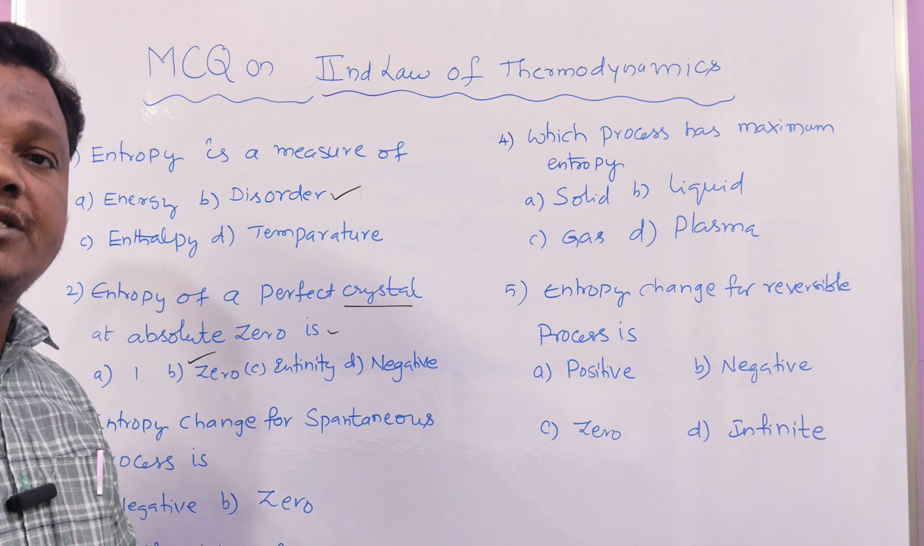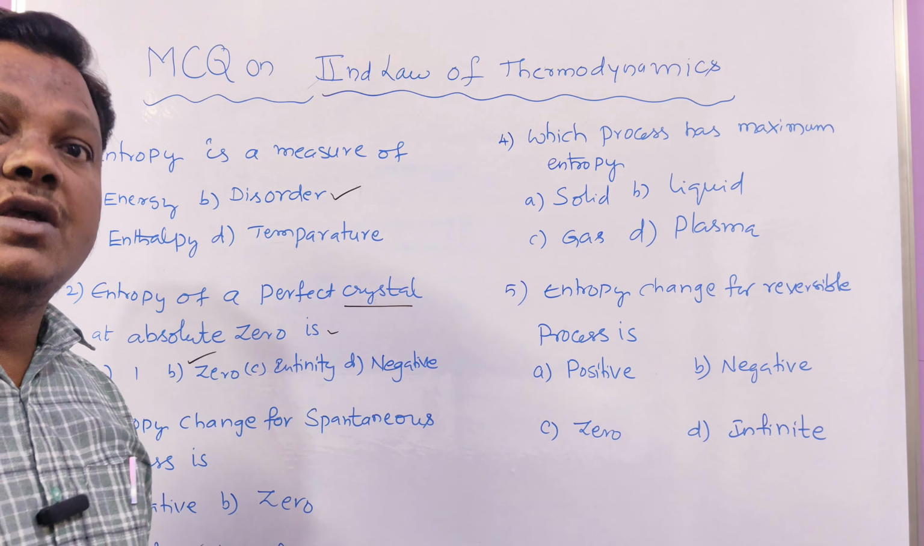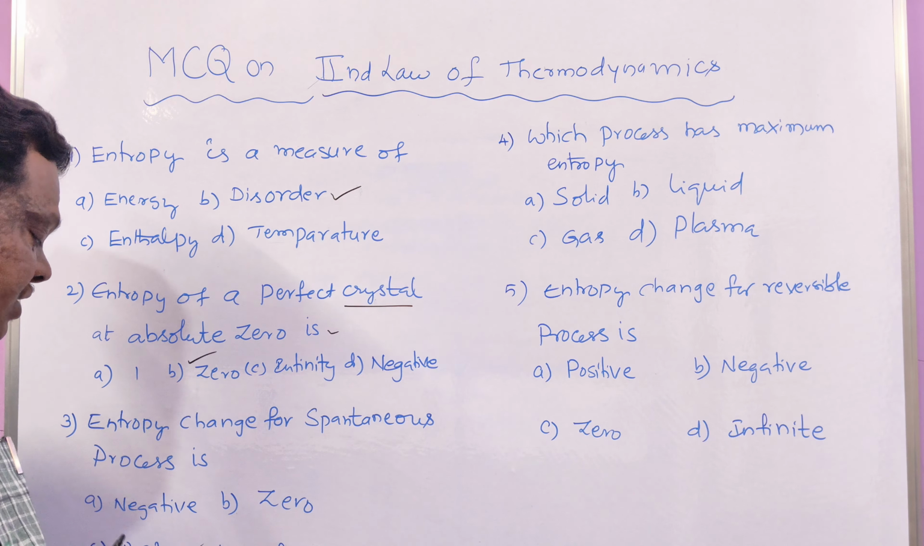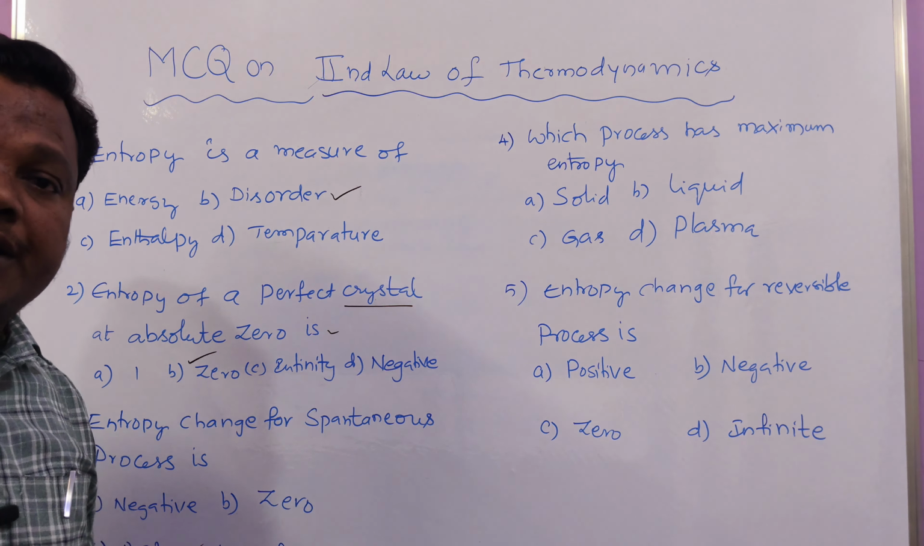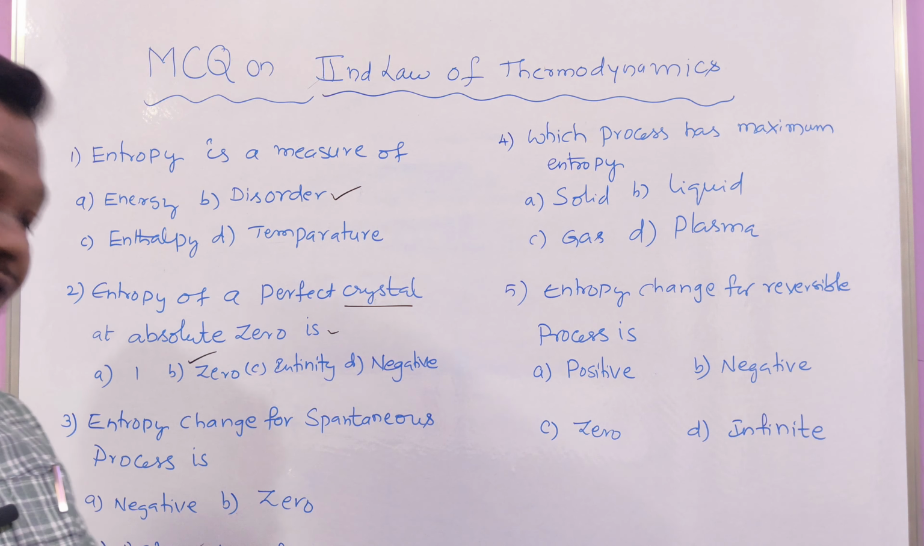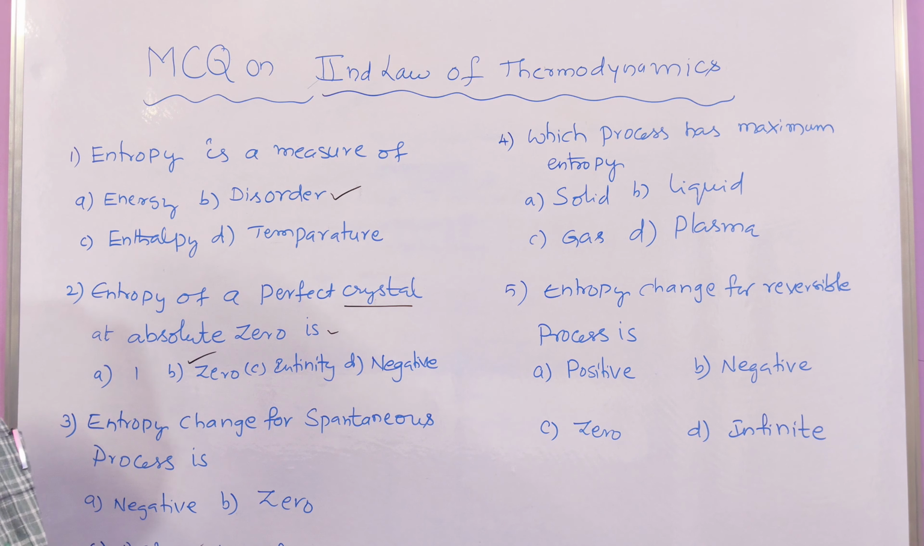In the third question, the entropy change for a spontaneous process is always positive because entropy is randomness. A spontaneous reaction is a reaction that takes place on its own. So all spontaneous reactions move towards increasing the entropy of the system. So the answer is positive.